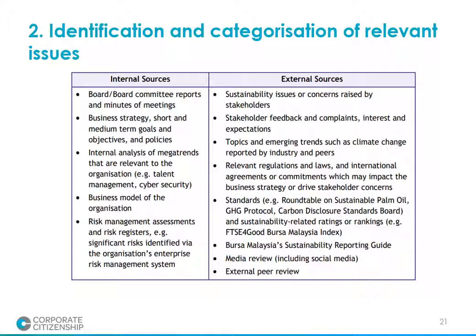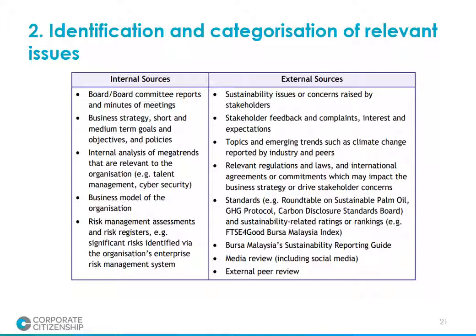And you can use a variety of sources to develop this initial long list. These can include, as you can see here, internal sources such as board or board committee reports, risk management assessments, risk registers, minutes of management meetings, and so on. And then also you want to consider external sources. That could include regulations in the countries where you're operating, external standards, underlying criteria for investment indices such as the FTSE4Good Index, the Dow Jones Sustainability Index, NGO reports, stakeholder feedback, customer complaints, news reports. The list goes on and on. You want to understand the external context.